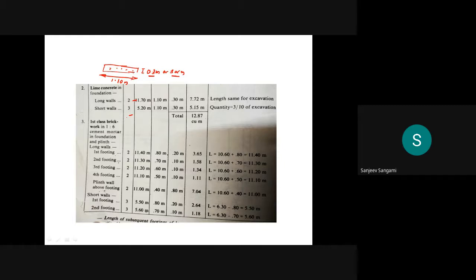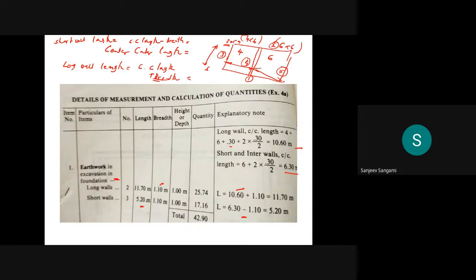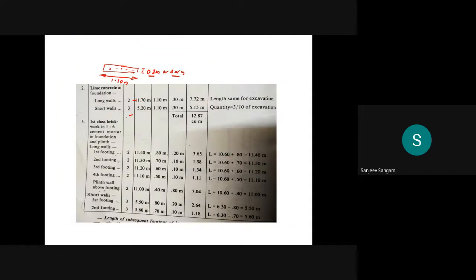Then total what will be the length? The length will remain the same, 11.7. There will not be any change in that length. That is 11.7 and 5.2. And the breadth is same, it will not change. Then just see it, height will be 30 centimeters or 0.3 meters. Then multiply, you will get it. This is of course easy, no problem.